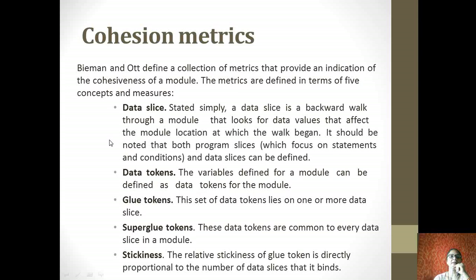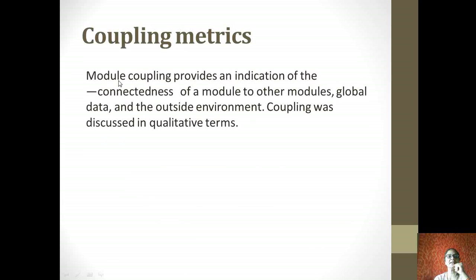Let's see coupling. What is coupling? Basically coupling is the connection of one module with another module. Okay, so module coupling provides an indication of the connectedness of a module to other modules, global data, and the outside environment. Coupling was discussed in qualitative terms. So as I told you, coupling is basically the coupling of one module with another, meaning how much one module is depending on the other module.